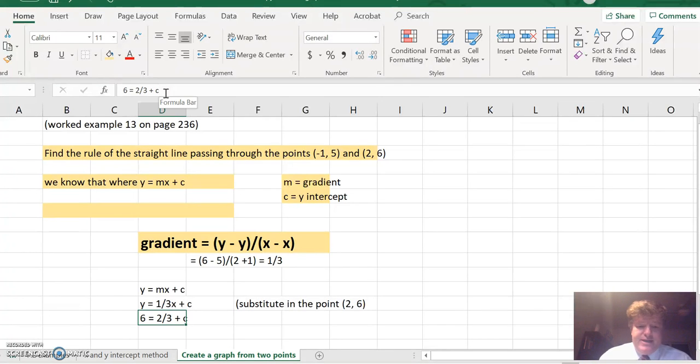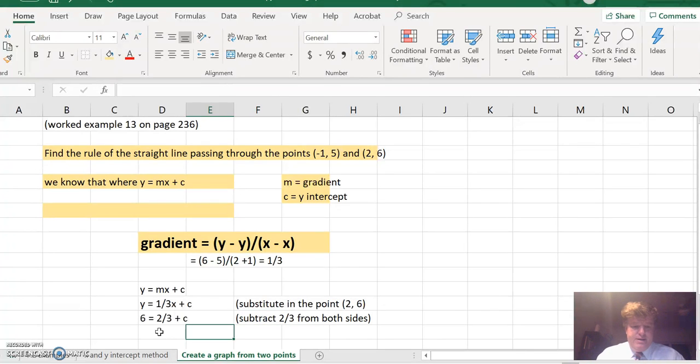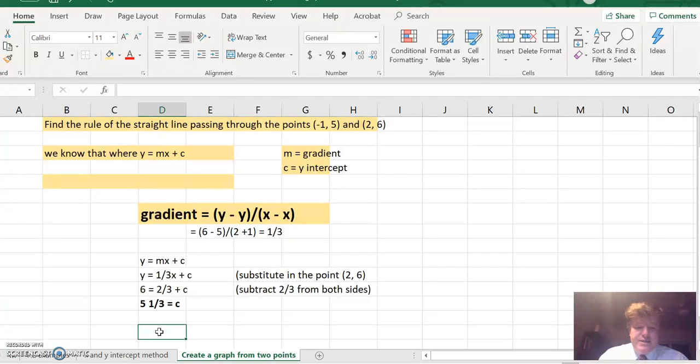We want to get c by itself, so we can subtract 2/3 from both sides. So 6 minus 2/3 is going to leave us with 5 and 1/3, equals 2/3 minus 2/3, that's just 0. That's what c equals. So now we've basically found our rule. We know that the gradient is 1/3, and we know the intercept is 5 and 1/3.